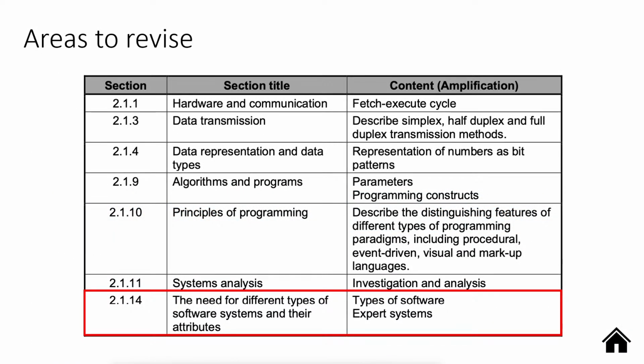So here, the final one, the need for different types of software systems and their attributes. Two things to cover: types of software. So types of software are open source, bespoke, and the third one off the top of my head is off the shelf. There we go. I had a minor mind melt then. And then we've got expert systems. Four parts to expert systems. You've got the knowledge base, the inference engine, the rule base, and then the graphic user interface. Four parts. So if you didn't get that, rewind the video.